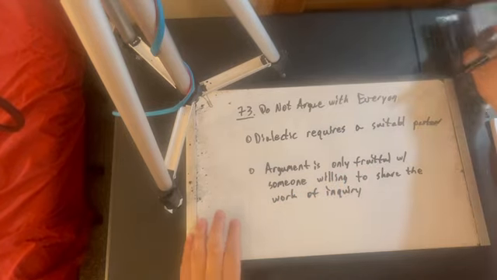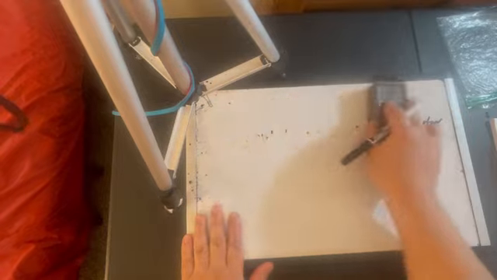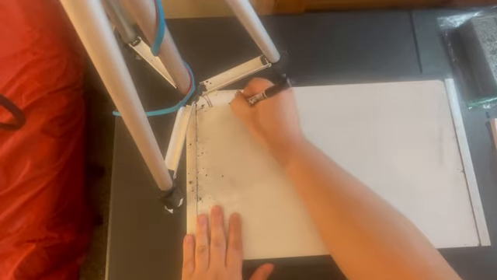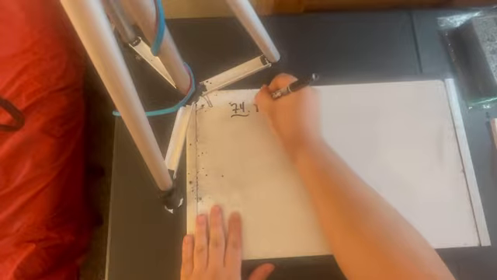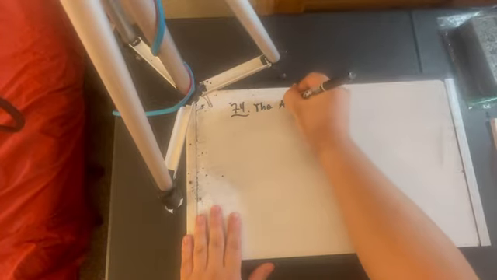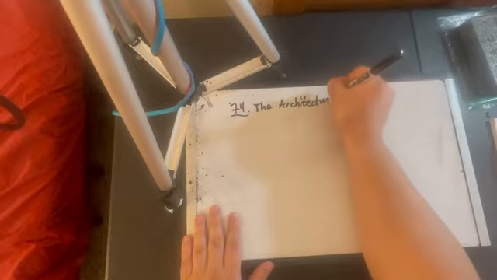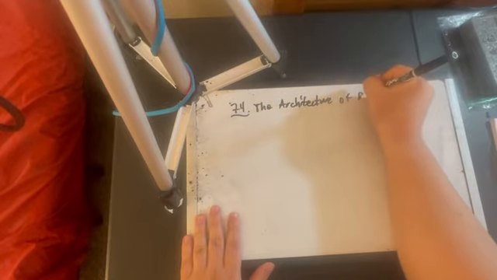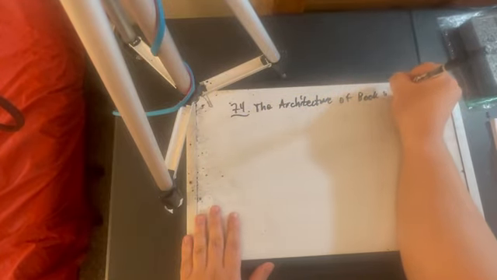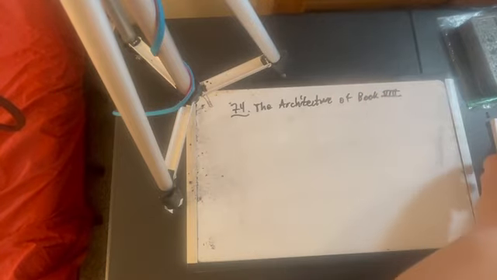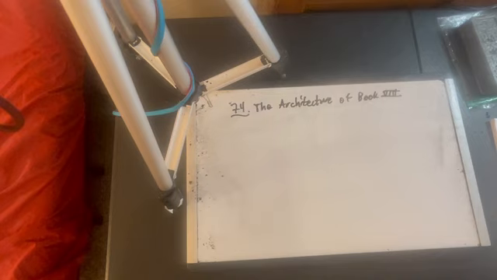Let's move on to the next point. These will be some of the closing points. The architecture of Book 8. So, Book 8 moves through the following arc.